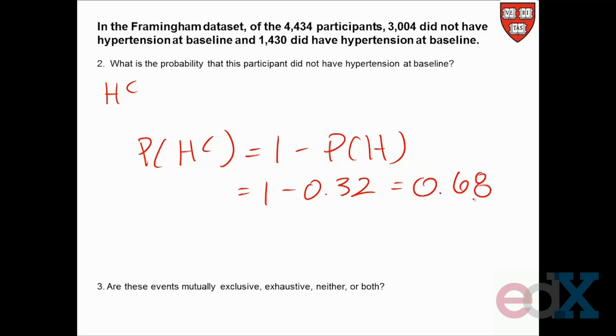And now we want to know, are these events mutually exclusive, exhaustive, neither, or both? So what we know about complementary events is that they encompass all possible events in the population, and additionally they can't happen at the same time. Therefore, they're going to be mutually exclusive and exhaustive. So the correct answer to this question would be both.